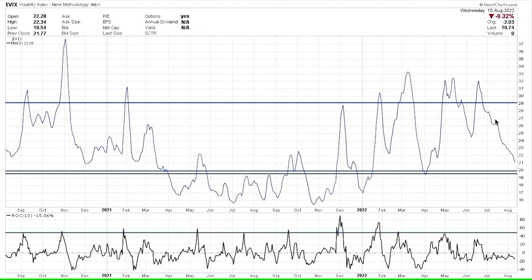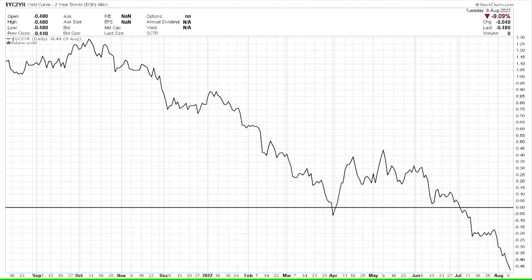The VIX has really been coming down. We would like to see it, and it did. By the way, this is like a 5-day moving average of the VIX, but the actual reading was below 20. So the VIX is starting to show where volatility is really coming down.